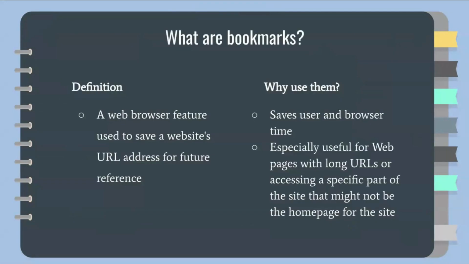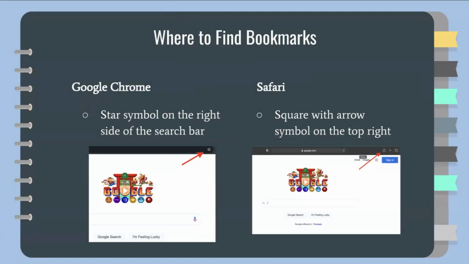First, bookmarks. Bookmarks are basically a web browser feature used to save a website's URL or address for future reference. You use them because it saves time, especially useful for web pages along with URLs or accessing a specific part of the site that might not be the homepage. On Google Chrome, you're going to find a little star on the search bar towards the right to bookmark whatever site you're on. And for Safari, it should be a square with an arrow on top.